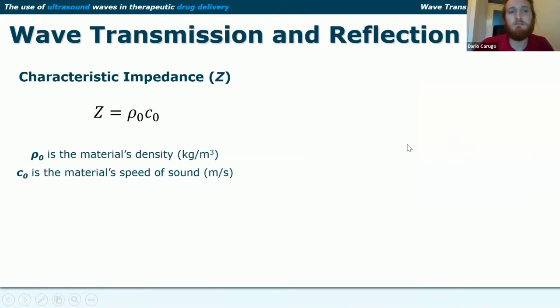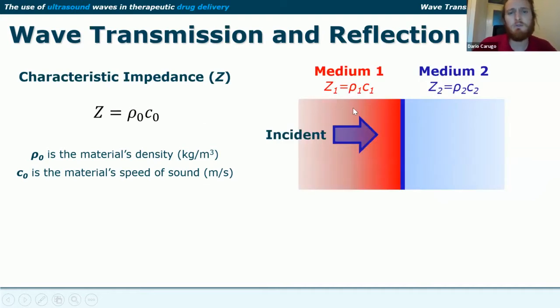So one parameter that defines the resistance that a material offers to the propagation of a sound wave through it is what we call characteristic impedance. And it's the product between the material's density and the material's speed of sound. So let's now consider an ultrasound wave, which we call incident wave, that is traveling through a medium 1, which has an acoustic impedance Z1 equal to ρ1 C1. So this material has a density ρ1 and a speed of sound C1.